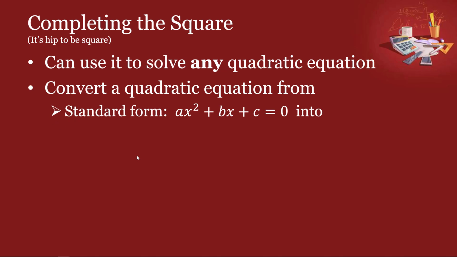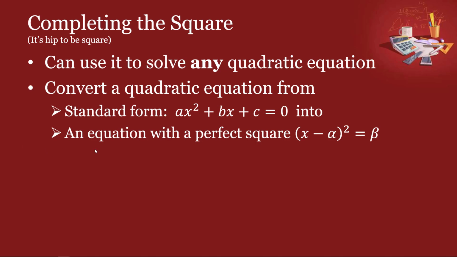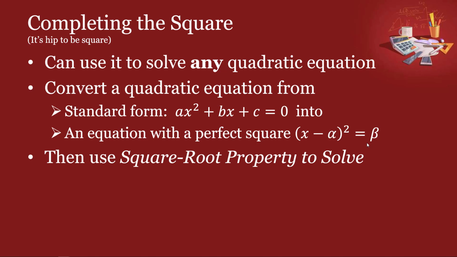Basically what we're going to do is take our standard form, which is like this, and convert it into an equation that has a perfect square. It's going to be of the form x minus some number squared is equal to beta. And once we get it into that particular form, then we can use the square root property to solve.